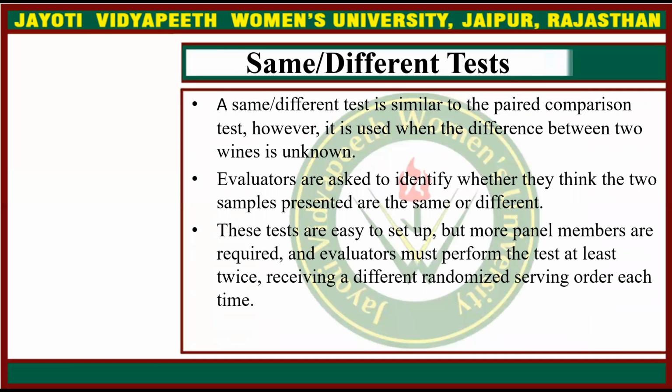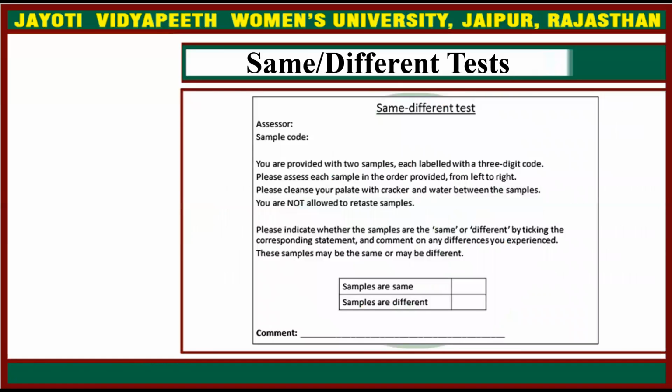Then the same-different test. The same-different test is similar to the paired comparison test. However, it is used when the difference between the two wines is unknown. Evaluators are asked to identify whether they think the two samples presented are the same or different. These tests are easy to set up, but more panel members are required and evaluators must perform the test at least twice, receiving a different randomized serving order each time. This is the performer for the same-different test.